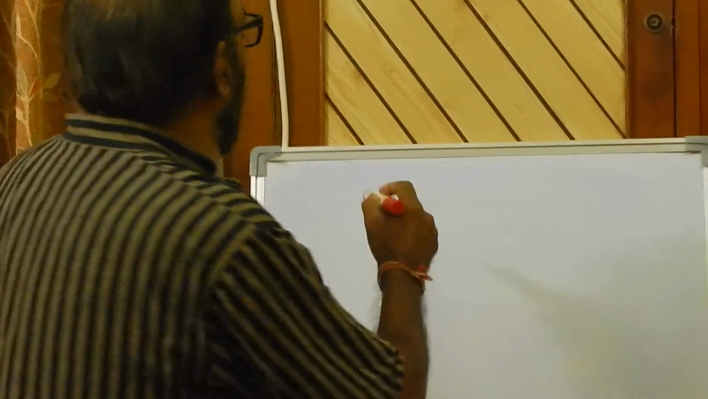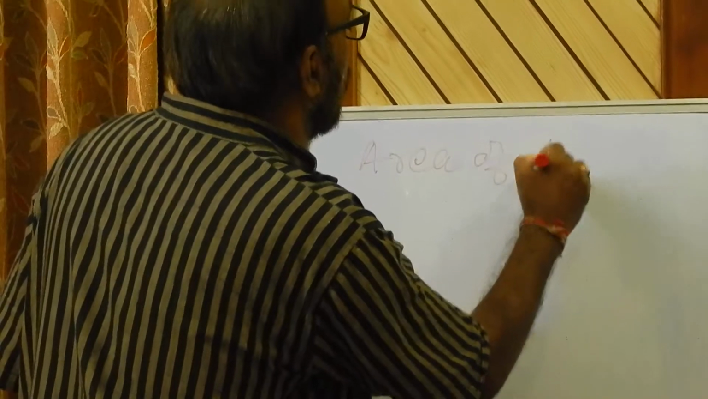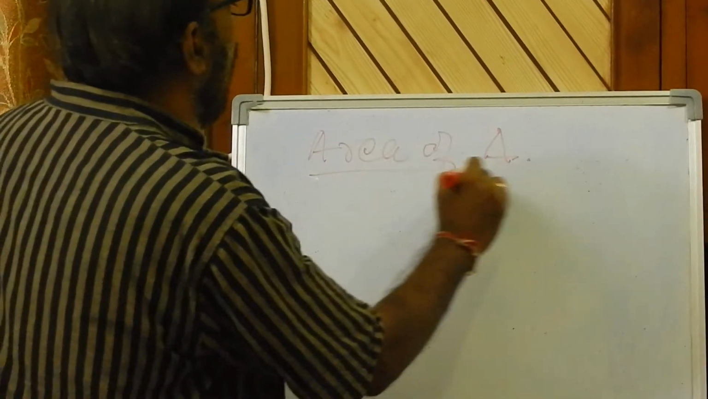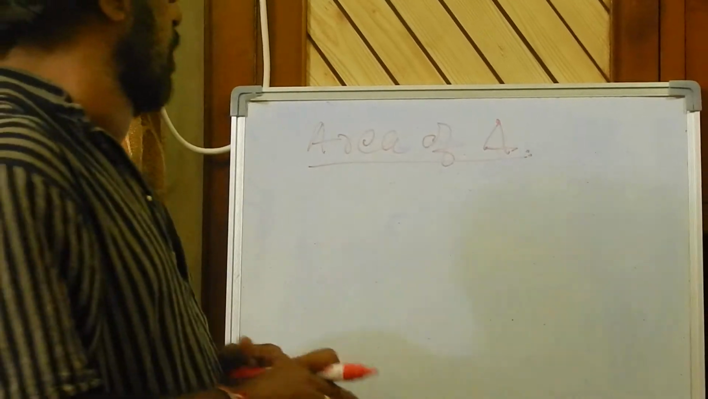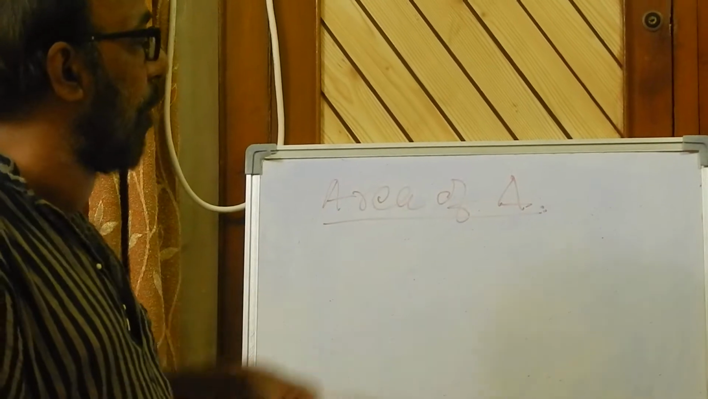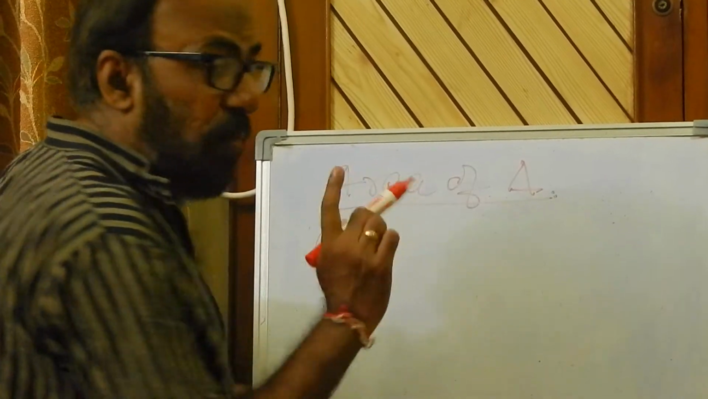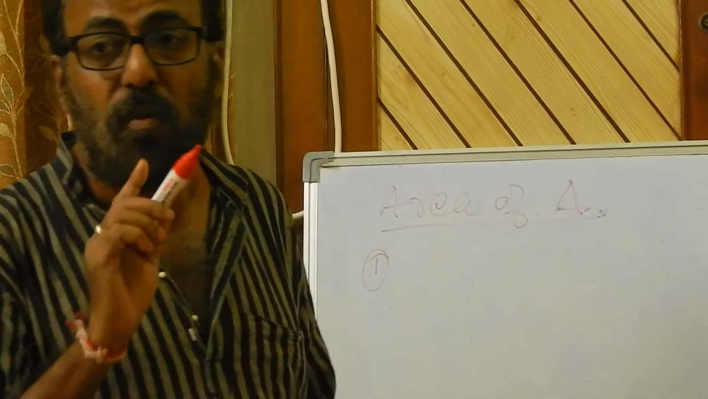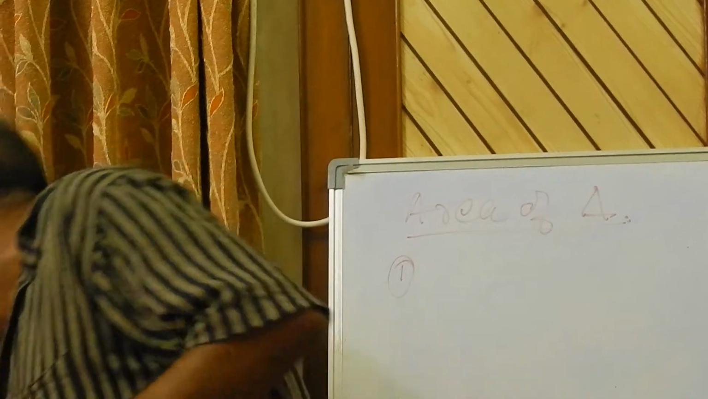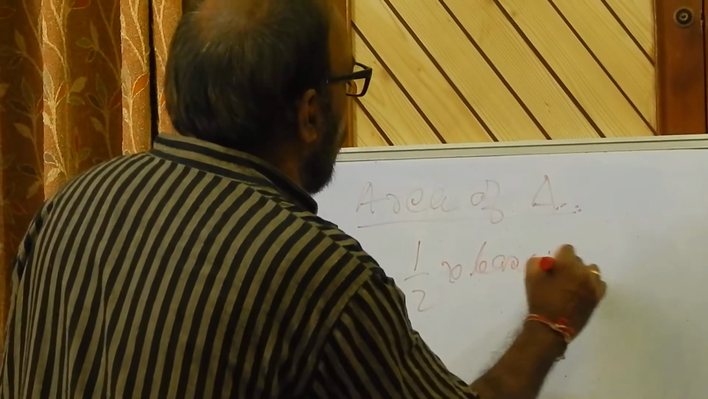Area of triangle. And as you know, there are some formulas for determining the area of triangles. Firstly, the basic formula: half into base into height.